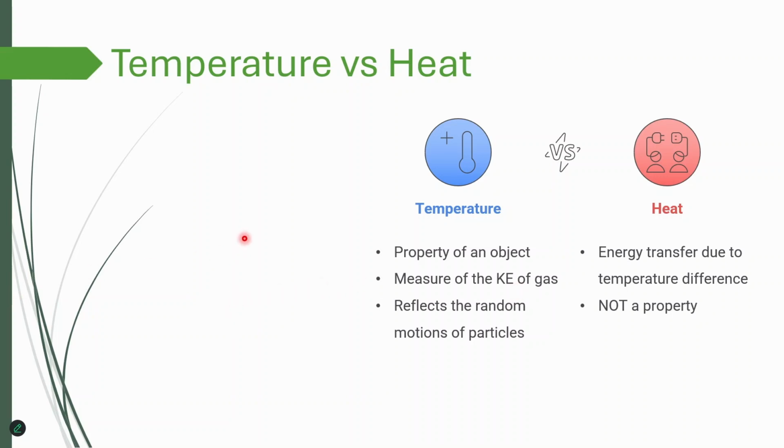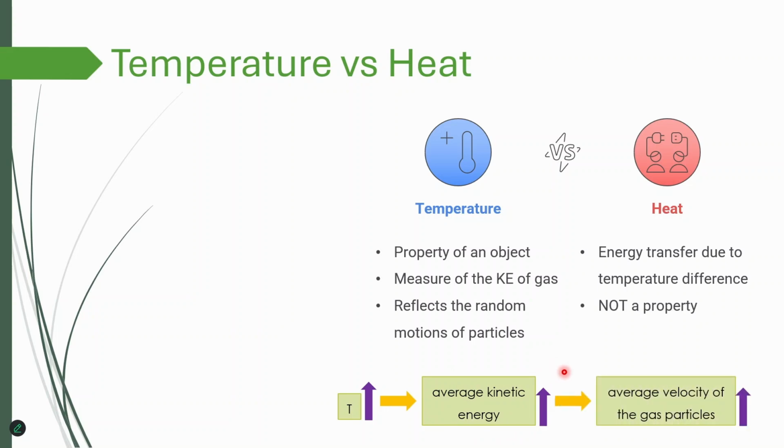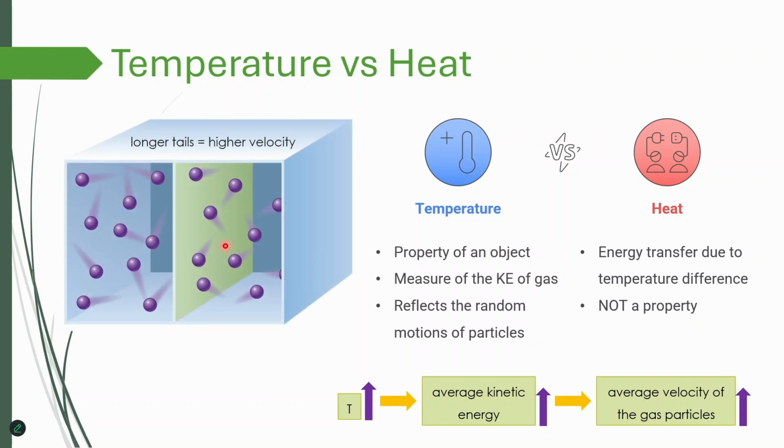If we want to talk more about this process of heat, we defined temperature as a property that reflects the random motions of particles. So when you increase the temperature, you are actually increasing the average kinetic energy, and the average velocity of gas particles also increases. So higher temperature means that the gas has a greater average kinetic energy, which gives rise to higher average velocity of the gas particles. In this picture, you can see particles at different temperatures in adjacent chambers. Here, longer tails mean higher velocity.